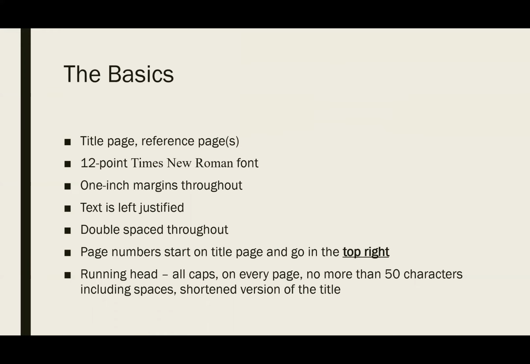1-inch margins throughout, which is the default in Word, so you don't have to go in and change that unless you already have. Text is left justified, so that means it's not centered or right justified. It aligns on the left, double spaced throughout. Page numbers do start on the title page, and they always go in the top right. So they don't start on the abstract, or on the actual page of text. And the running head is in all caps. It's on every page. There's a little bit of change here from APA 6th edition, as you'll notice if you're familiar with that when we look at the example title page.